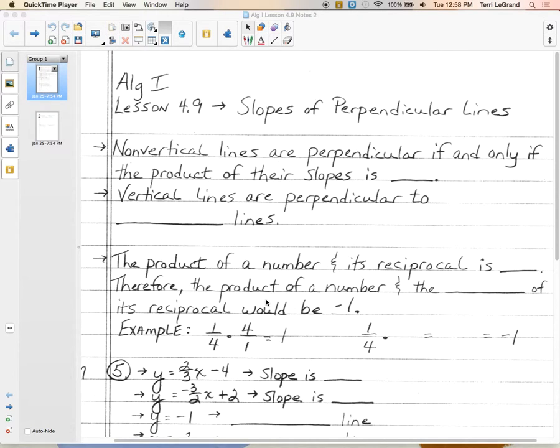Finish up lesson 4.9. Our first learning objective on the front side of our notes here is going to be, I can identify equations of perpendicular lines. Tell me, what are perpendicular lines? What makes lines perpendicular?